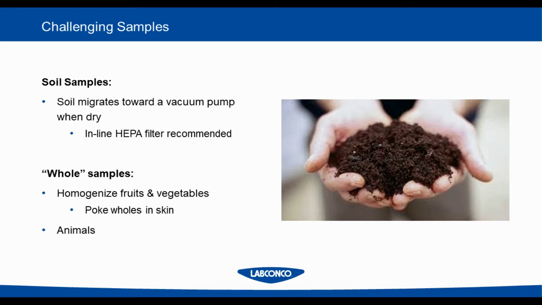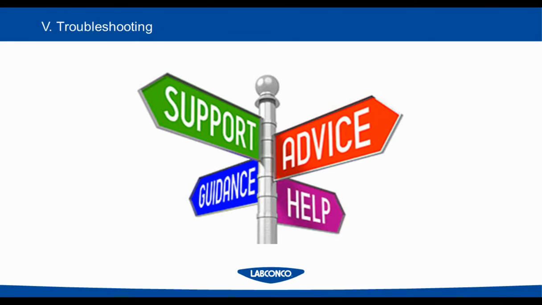Soil samples are typically aqueous-based. However, the particles can migrate into the vacuum pump and again get into the oil and cause damage to the pump. An inline HEPA filter is also recommended when doing soil samples. If your samples are fruit and vegetables, the best way is to homogenize them, or at the very least, poke holes in the skin to allow a way for moisture to leave the sample. This is true if you're running animal samples as well.